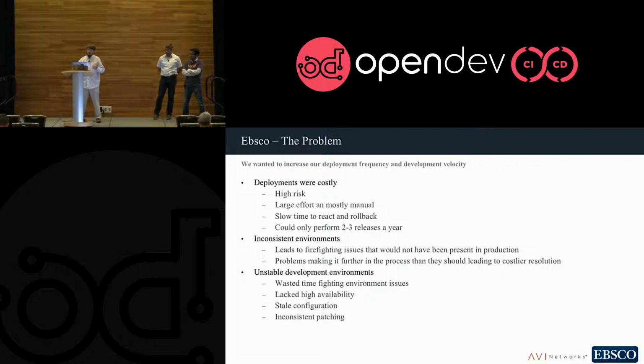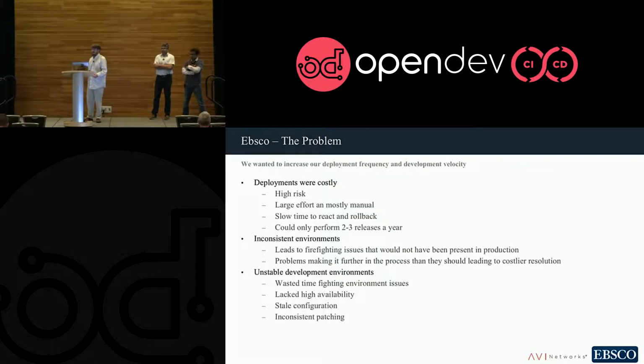So our deployments were risky. They were a really large effort, took a long time to roll out. And conversely, if there was a mistake made, it took a long time to roll back. So there was a lot of upfront tests, a lot of upfront effort that had to go into this.